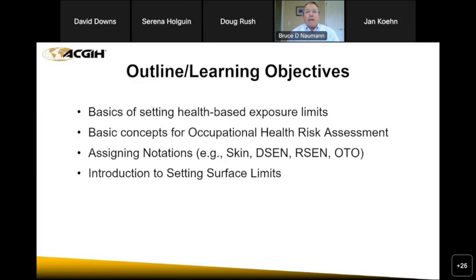Obviously, reading the documentation is very important, and that's something we encourage. I do also want to talk about some of the new things that have been happening around notations, specifically, well, we split SEN into DSEN and RSEN a number of years ago. Skin notation has been around forever, but we introduced a new ototoxicant notation. So I want to say a little bit about that and spend some time at the end talking about how we're beginning to set surface limits, TLVSLs, and hopefully you'll come away with a good understanding of how all these things are working.